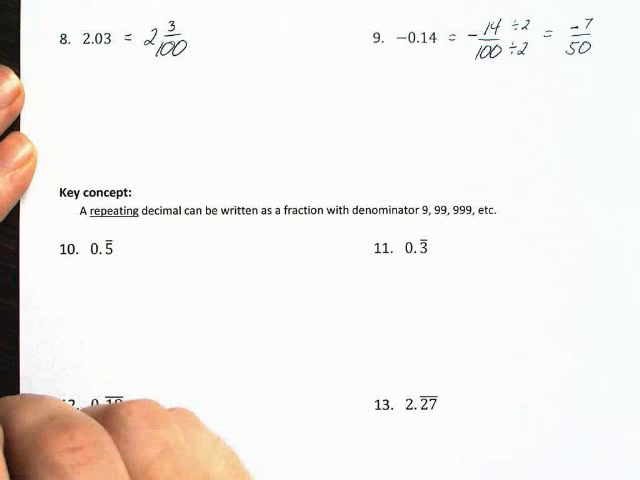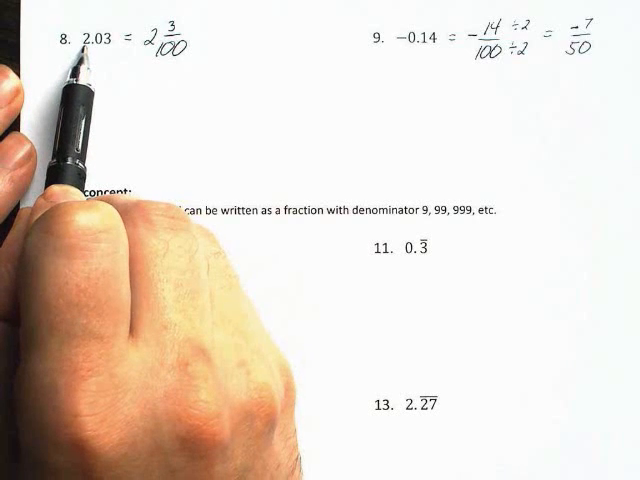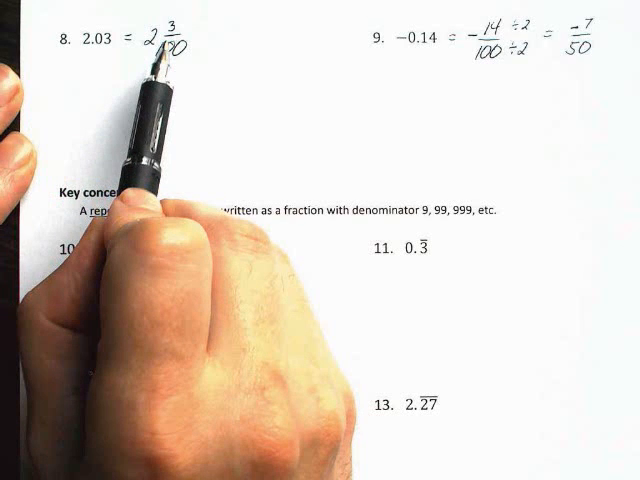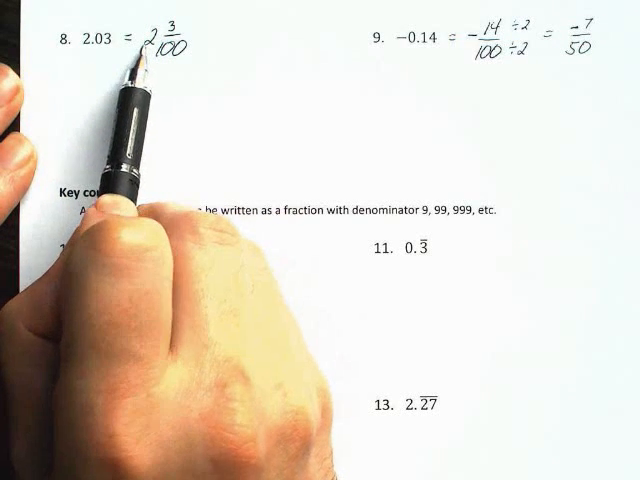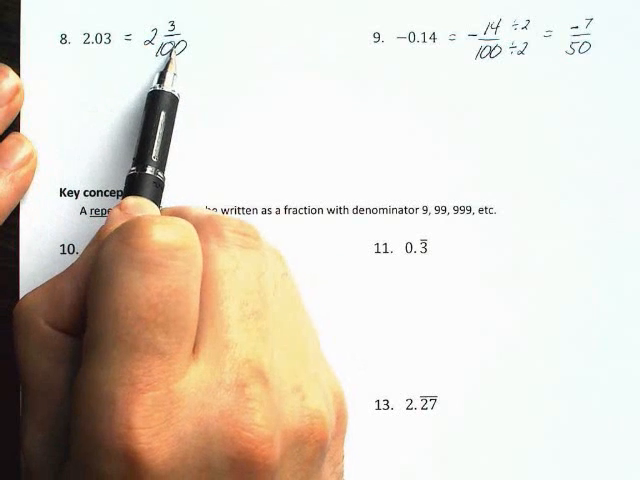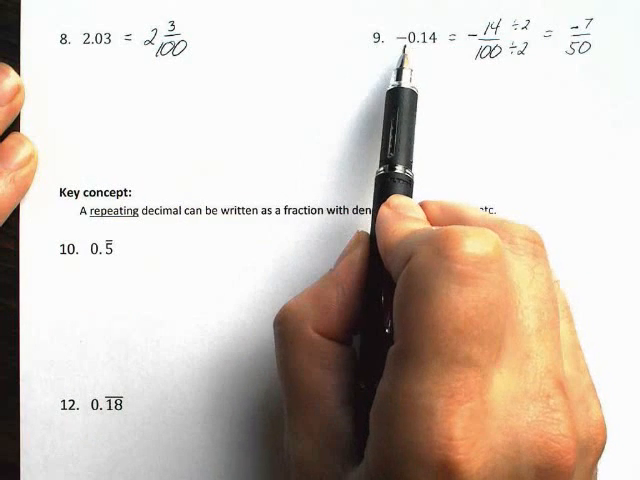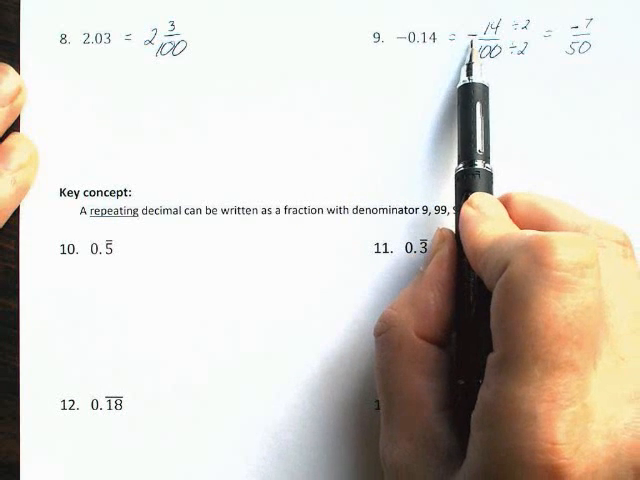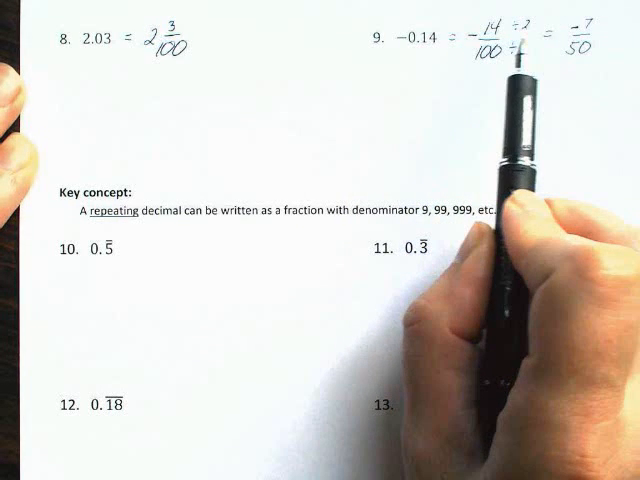And here are the answers to 8 and 9. Notice that number 8 has a number to the left of the decimal point, and from that we will get a mixed number. So here is the 2, the whole number part, and then the 2-digit chunk uses a denominator of 100. Okay. On problem 9, this time this is a negative decimal, and so as I created my fraction, I was careful to put the negative at the beginning.